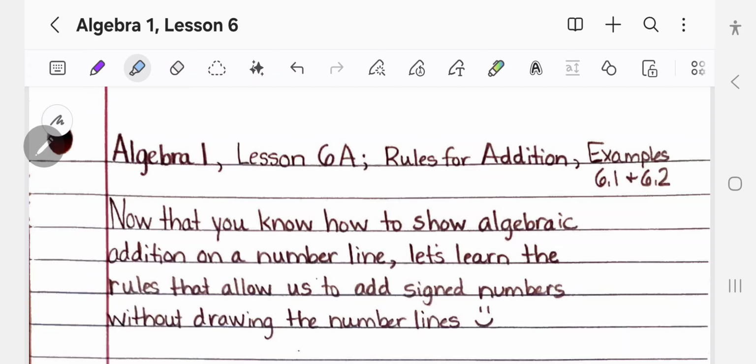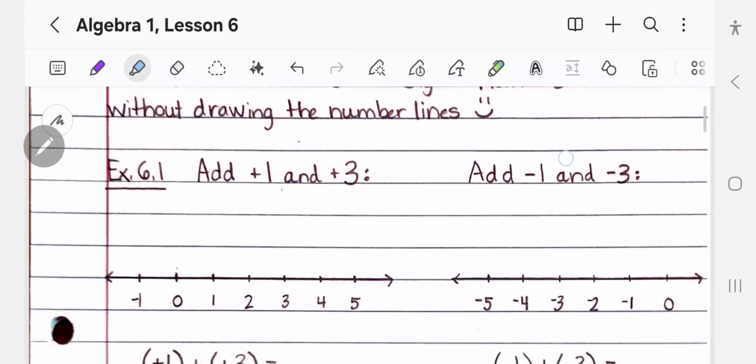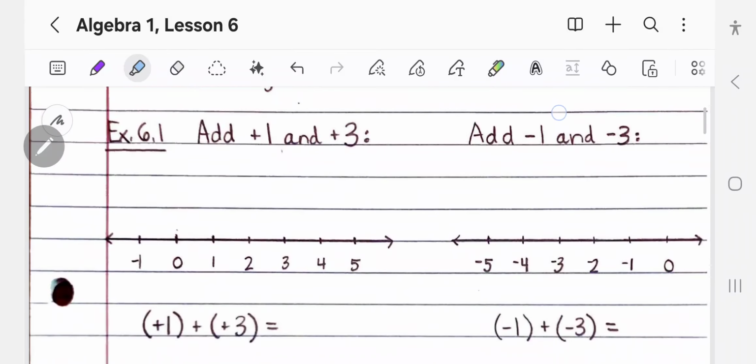Okay, so keep doing that in your homework when they ask you to draw a number line so you can practice it. And for our first example, we are going to draw all the number lines and just try to figure out the rules so that we don't have to draw the number lines on future problems.